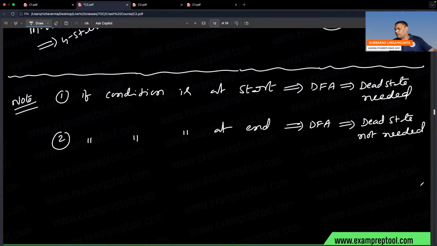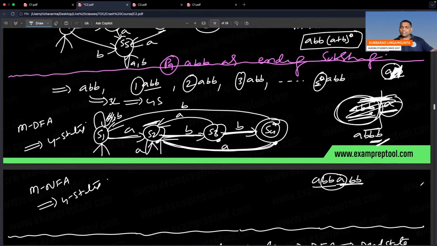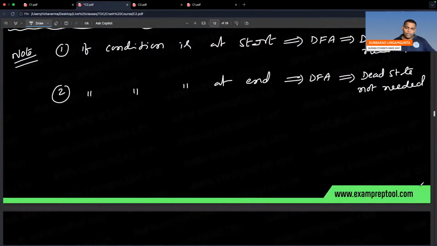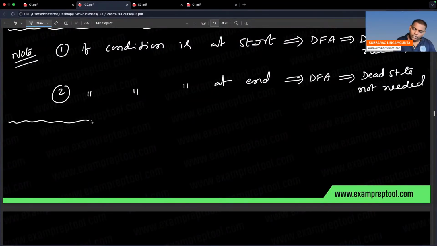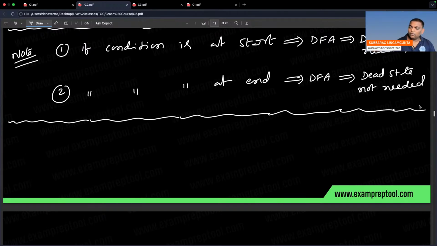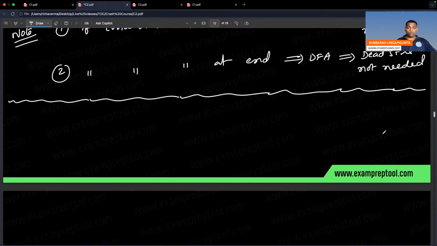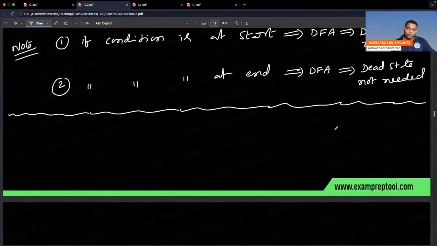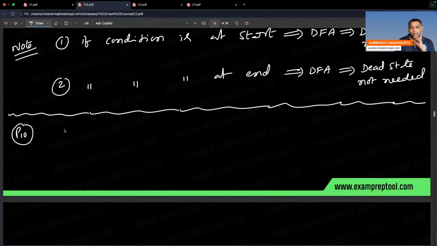Anyhow, in the NFA, a dead state is not needed. In both the cases, NFA means no dead state is needed. Right? I'm thinking you got it. Okay, fine. Next, one more small thing I will say. Problem number 9 is also over. Can you go to P10? Understand, it's also one more interesting thing.